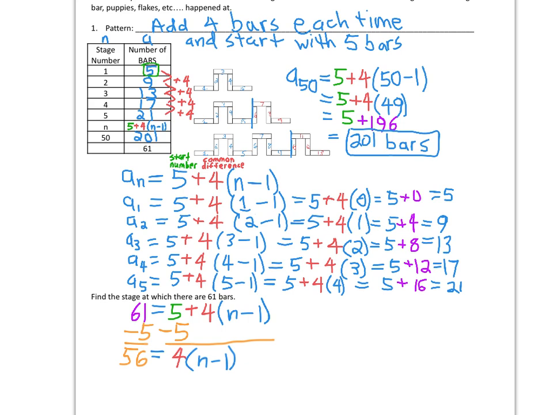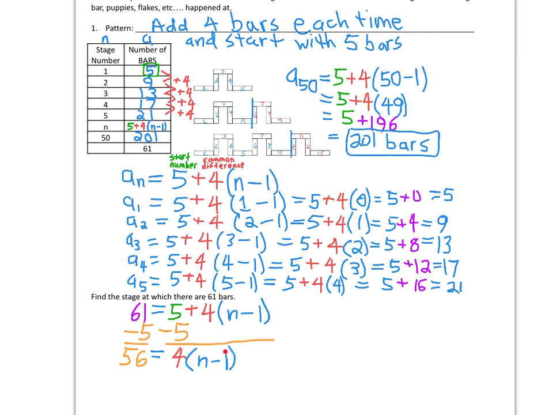And let's think about what we just found here. We said 5 plus something is supposed to be 61. Well, what is this something part? 5 plus what gives me 61? Well, that part is 56, right? 5 plus 56 is 61. So what we found is that 4 times the quantity of n minus 1 is 56. This whole chunk is 56. So now we have 56 equals 4 times the quantity n minus 1.